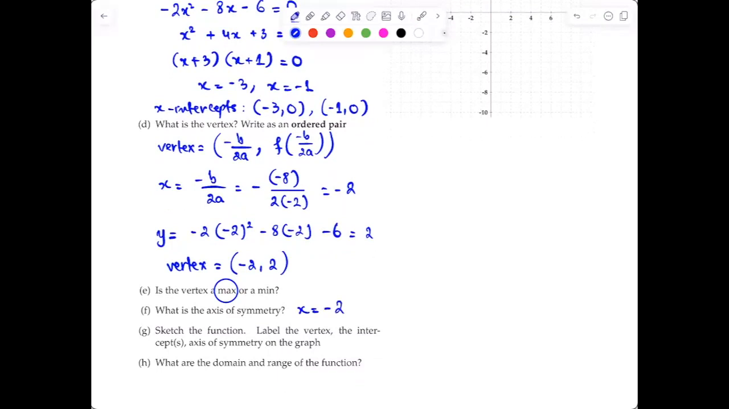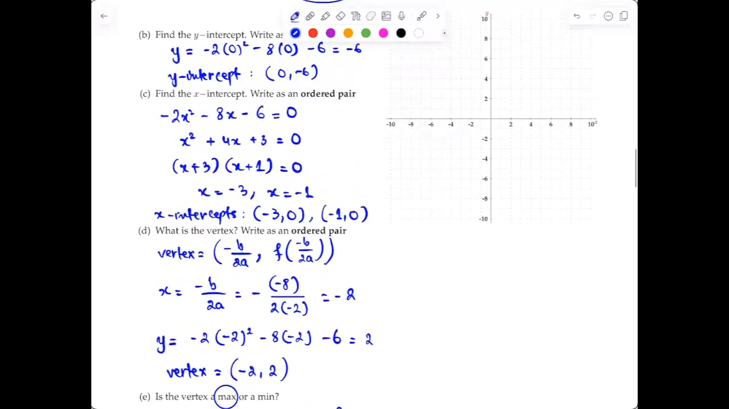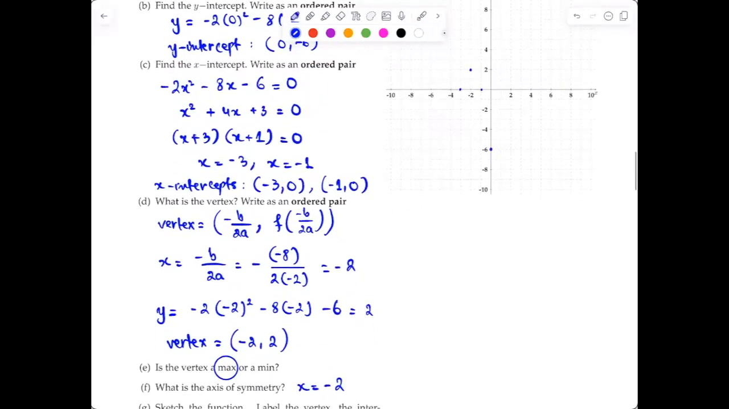All right, now you have all the necessary information to sketch the graph of the parabola. Start with the vertex. So x equal to negative 2, y equal to 2. That's the vertex. You have the y-intercept, x equal to 0, y equal to negative 6. That's another point. You have two x-intercepts, negative 3, 0, and negative 1, 0. And you have the axis of symmetry, which is x equal to negative 2.